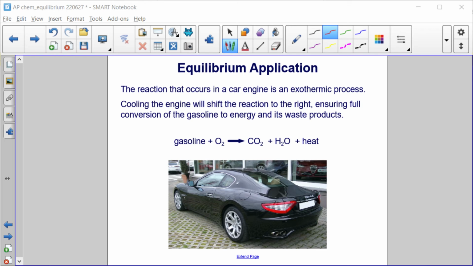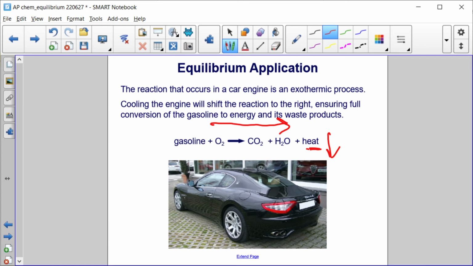Here's another equilibrium application. The reaction that occurs in a car engine is an exothermic process. So you can see I have heat as a product in this combustion reaction. Cooling the engine will shift the reaction to the right. So if I decrease the amount of heat, I'm going to shift the reaction this way to replace or produce more of that heat which was removed.